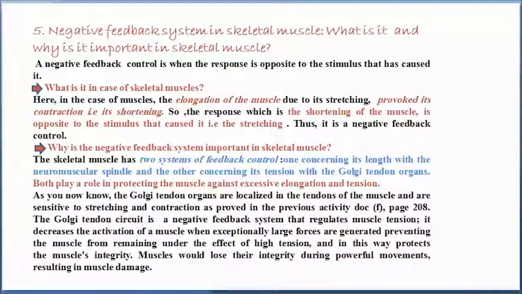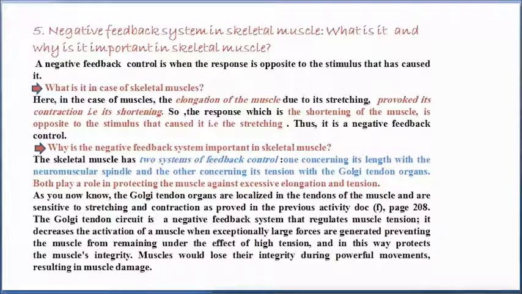Now, the next question is, why do skeletal muscles need a negative feedback system? Why is the negative feedback system important in skeletal muscle? The skeletal muscle has two systems of feedback control. One concerns its length, with the neuromuscular spindle, which we have discussed, and the other concerns its tension, with the Golgi tendon organ. Both of them play a role in protecting the muscle against excessive elongation and tension. Therefore, the importance of the negative feedback system in the skeletal muscle is protecting the muscle itself against excessive elongation and tension, which would lead to damaging the muscle fibers.